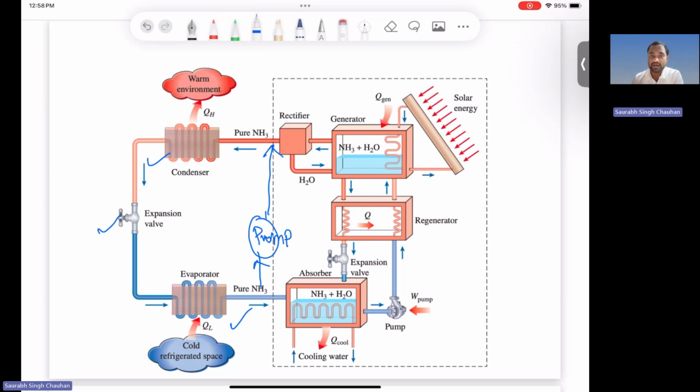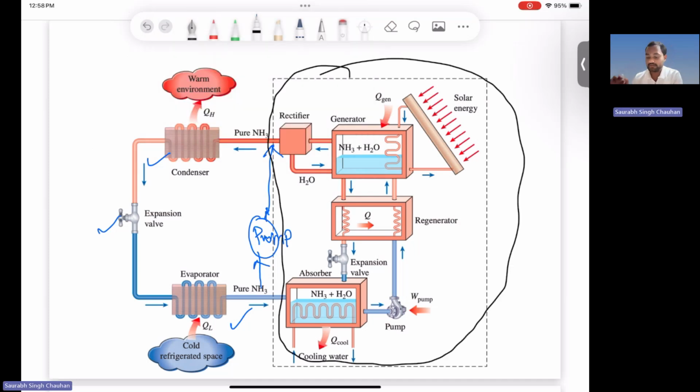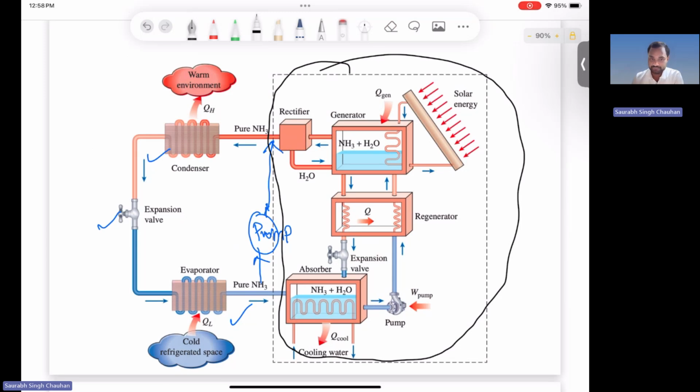To run this pump, you need high grade energy, but you don't want to use high grade energy. You want to use low grade energy, which is nothing but heat. So you replace this pump with this complicated system, enclosed by this dotted rectangle, which does exactly the same thing the pump was doing. The pump was providing you the high pressure ammonia. Here you have pure ammonia at low pressure, and here you have ammonia at higher pressure.